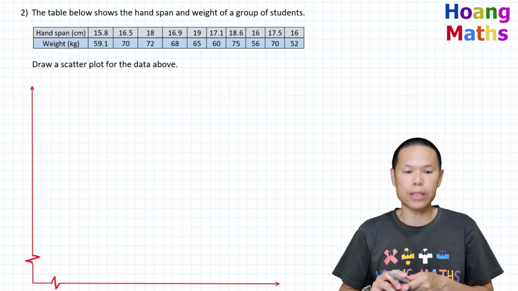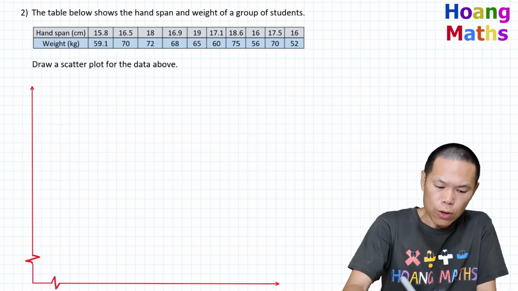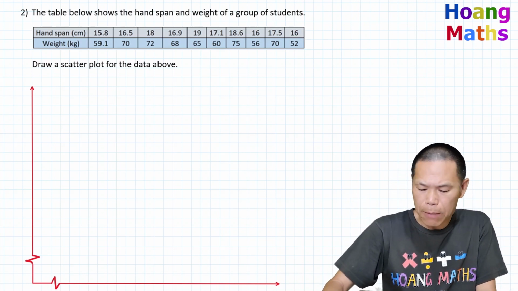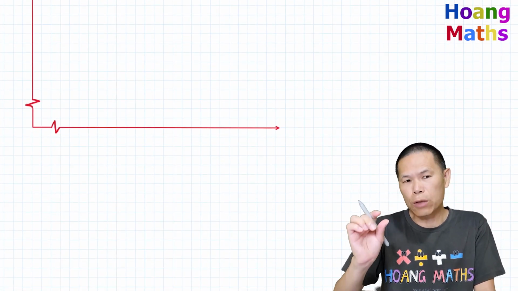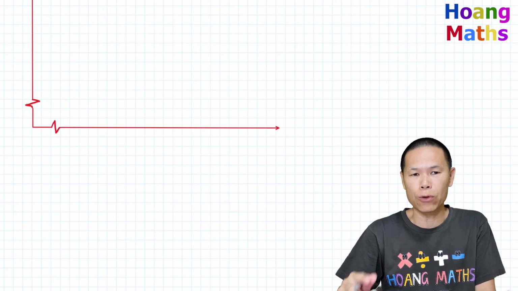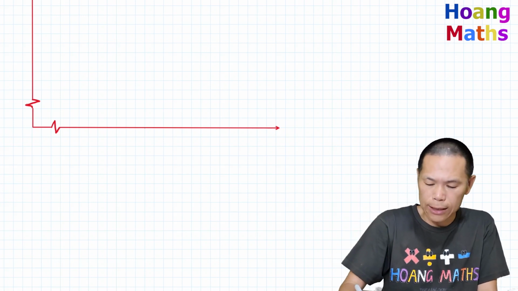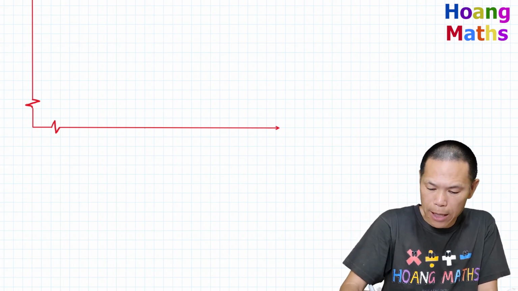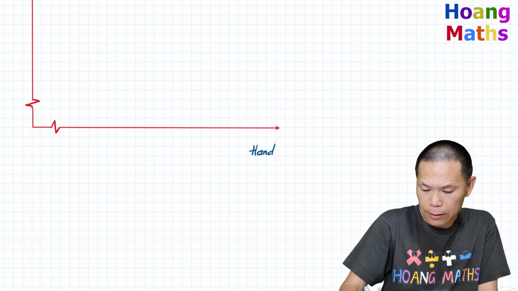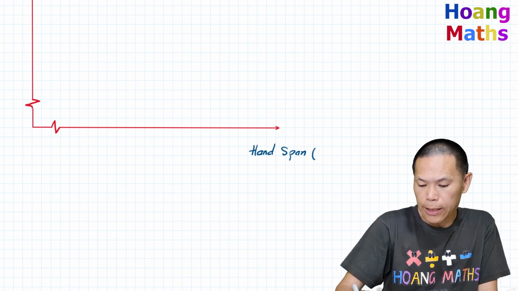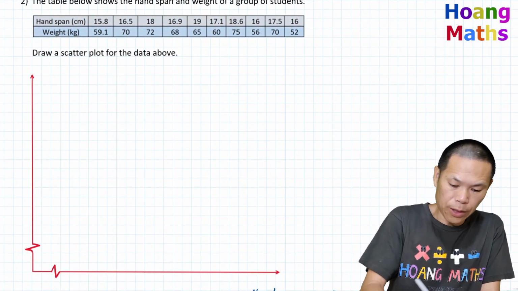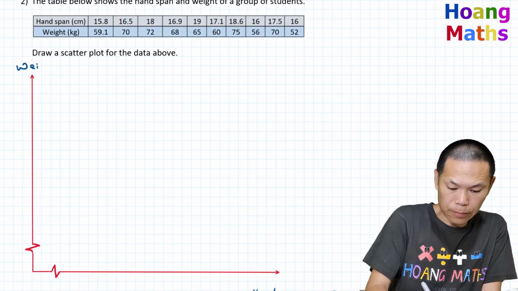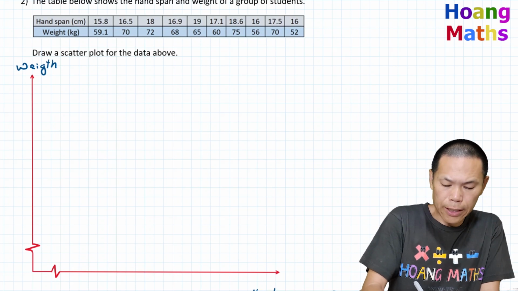So let's get into it. First of all, for the hand span, let me just write this first. Normally we use the first row or the first column, but in this case, first row, for the horizontal axis. So this is hand span, and it is in centimeters. And the vertical axis is the weight, and it is in kilograms.